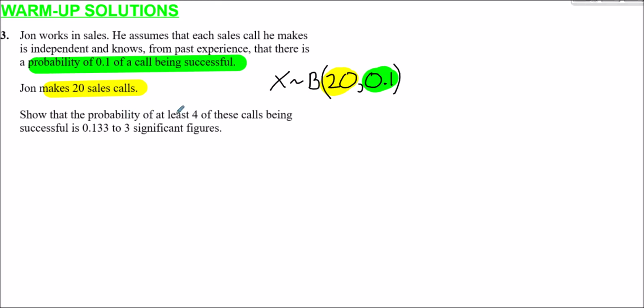We want to find the probability of at least 4 being successful. So we have the chance of big X being at least 4. Now with the cumulative binomial probabilities, that only works when the probability symbol's facing the other way. So the probability of 4 or more being successful is every possible scenario apart from the probability that 3 or fewer are successful. So if we take away the probability of only 3, 2, 1 or 0 being successful, that will leave us with a probability of 4 or more being successful, which is what we're wanting.